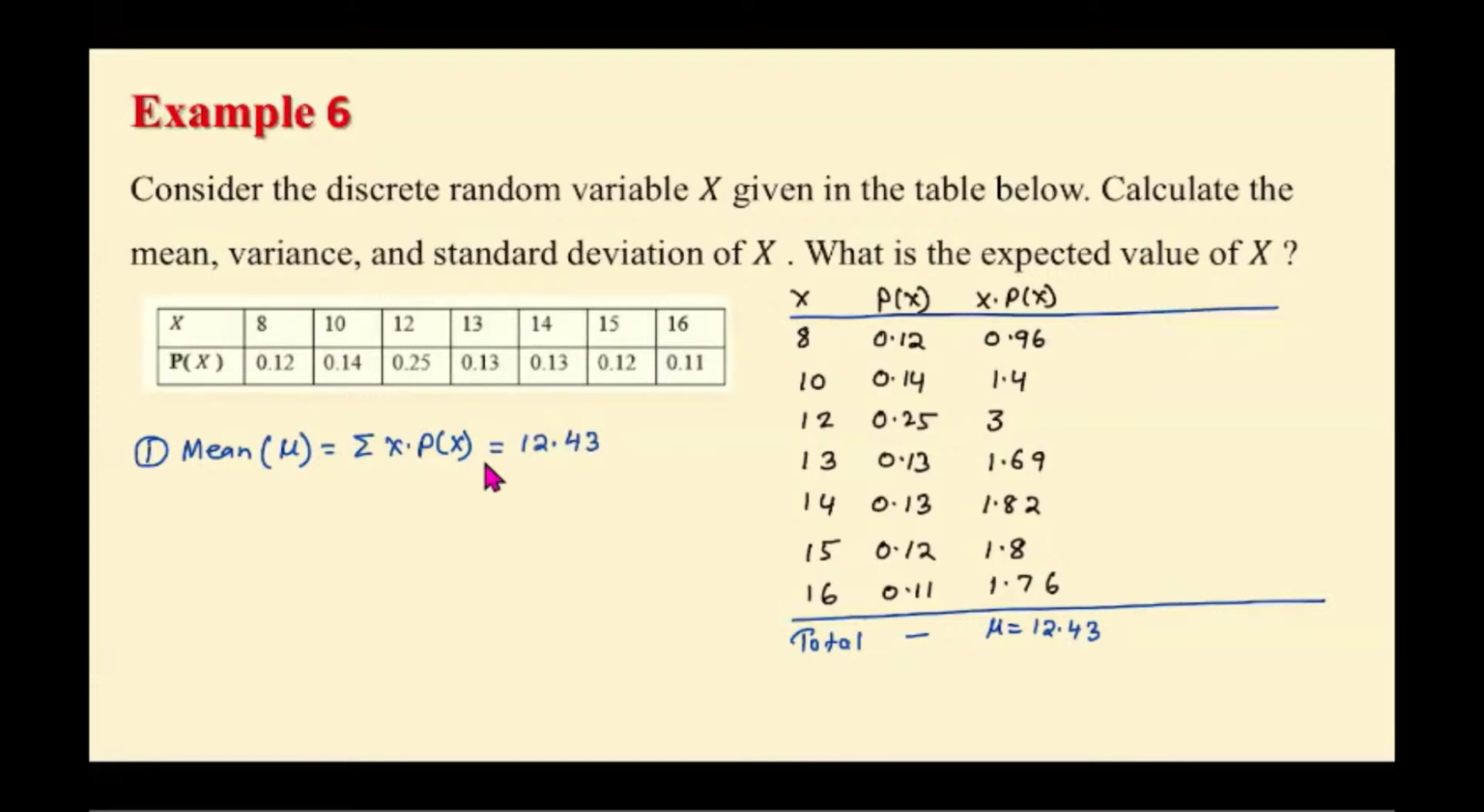So if we remember the formula for variance, variance is the square of the standard deviation, given by the formula sum of (x minus mean) quantity squared multiplied by p of x. So here in the next column in our table, we need x minus the mean. Mean is 12.43. (x minus 12.43) squared multiplied by p of x. And if we find all these values and add them together, that will be our variance.